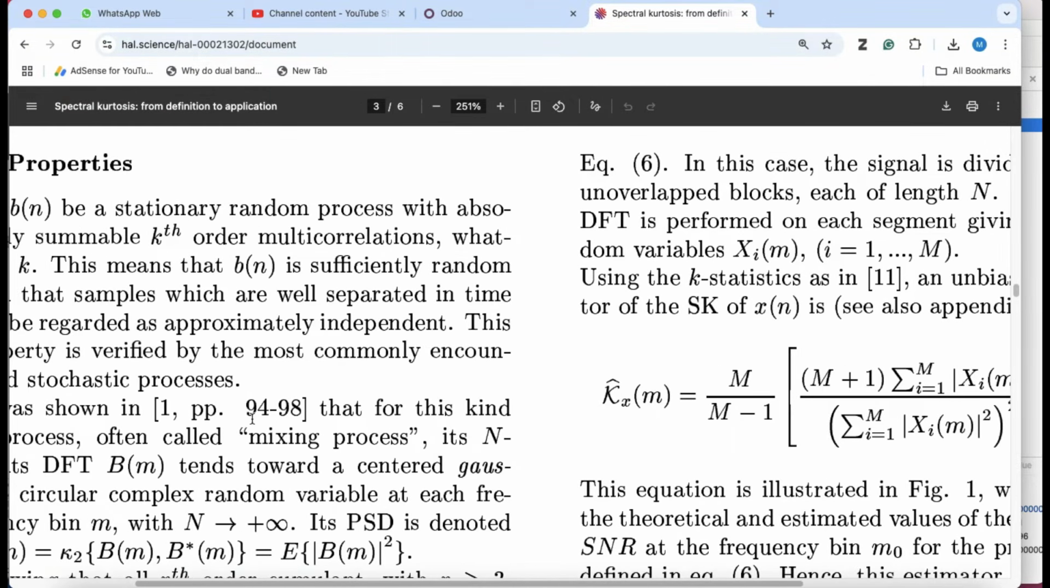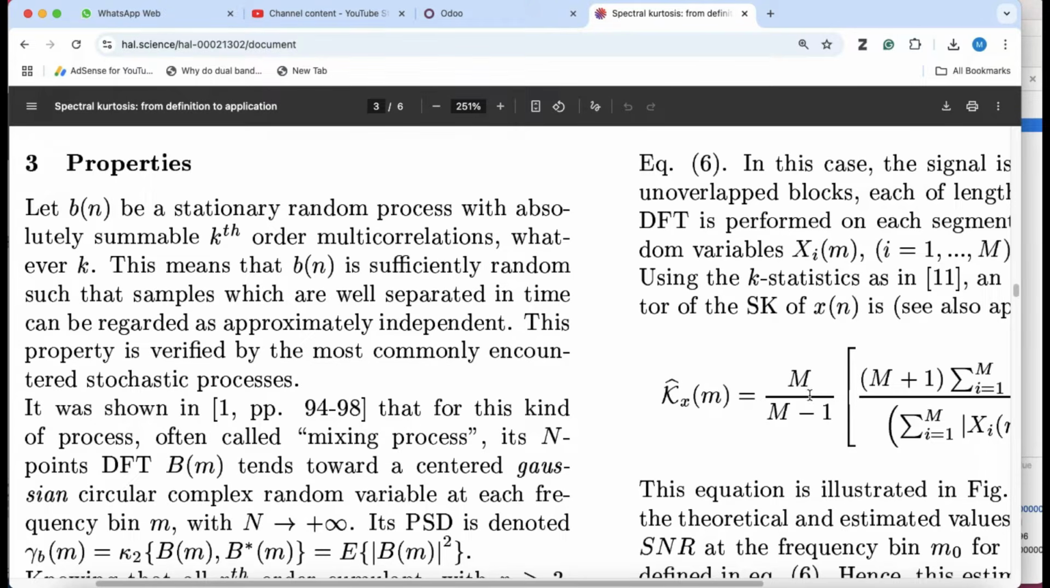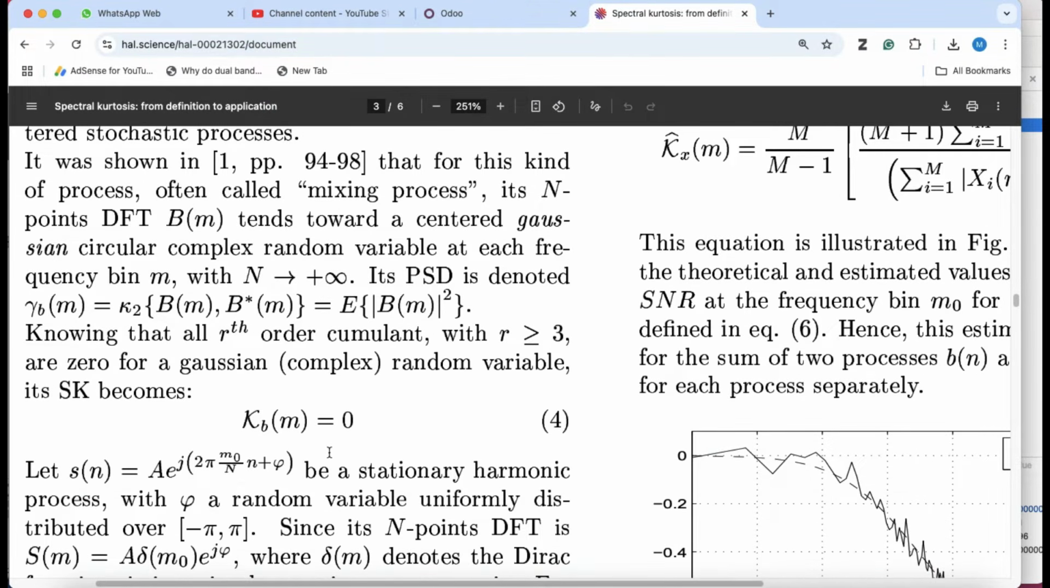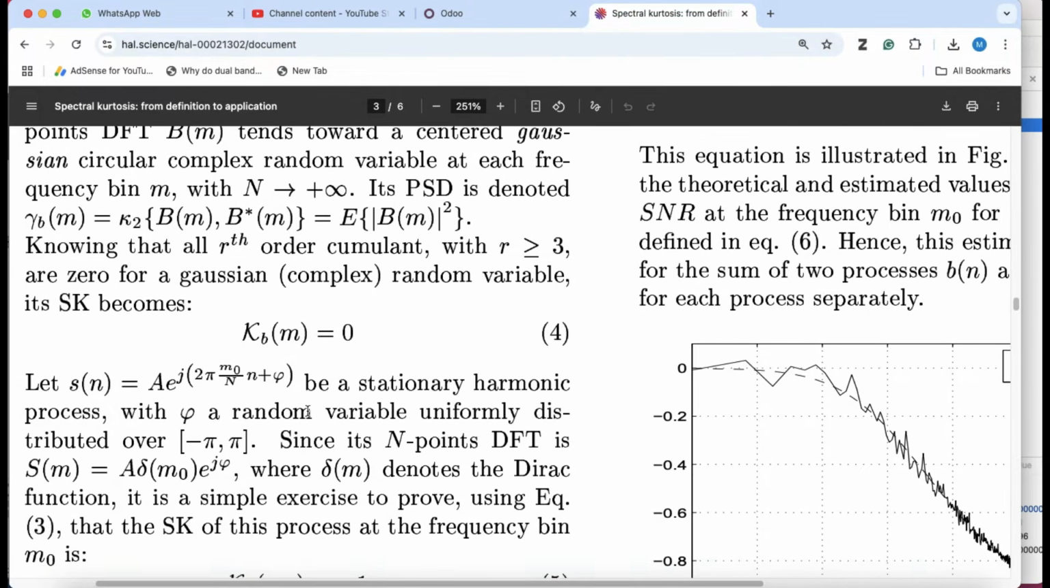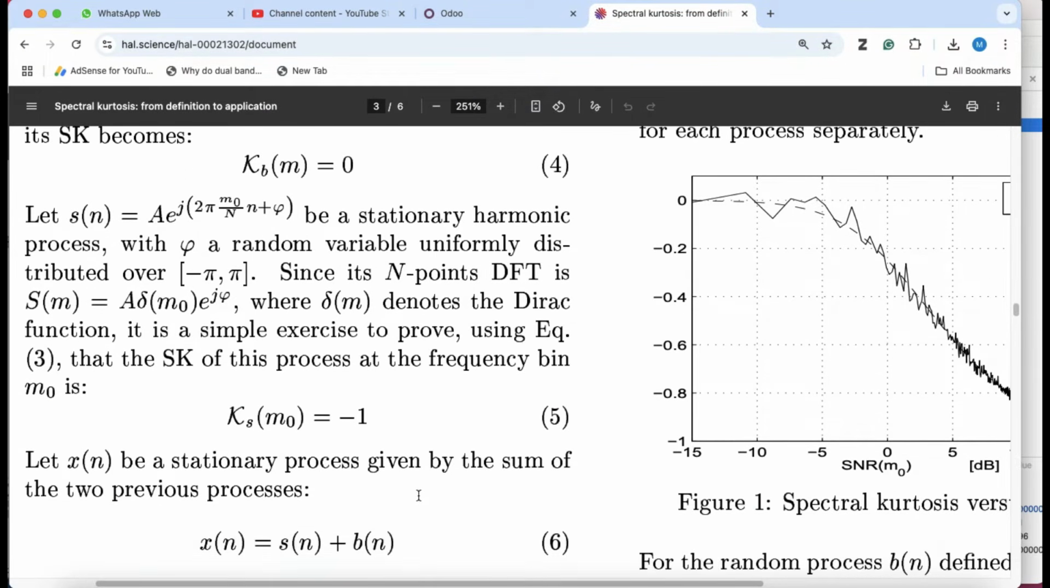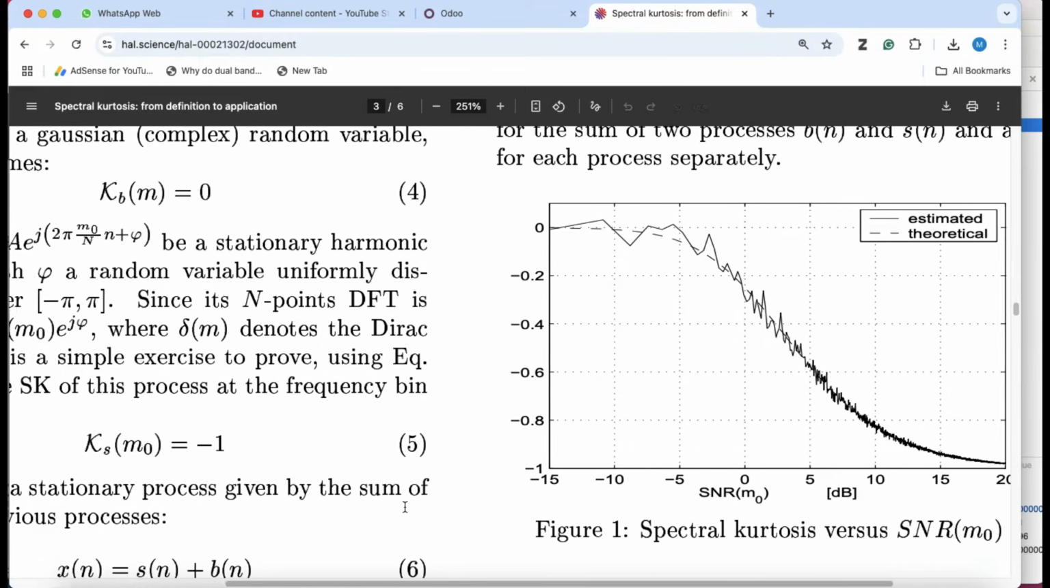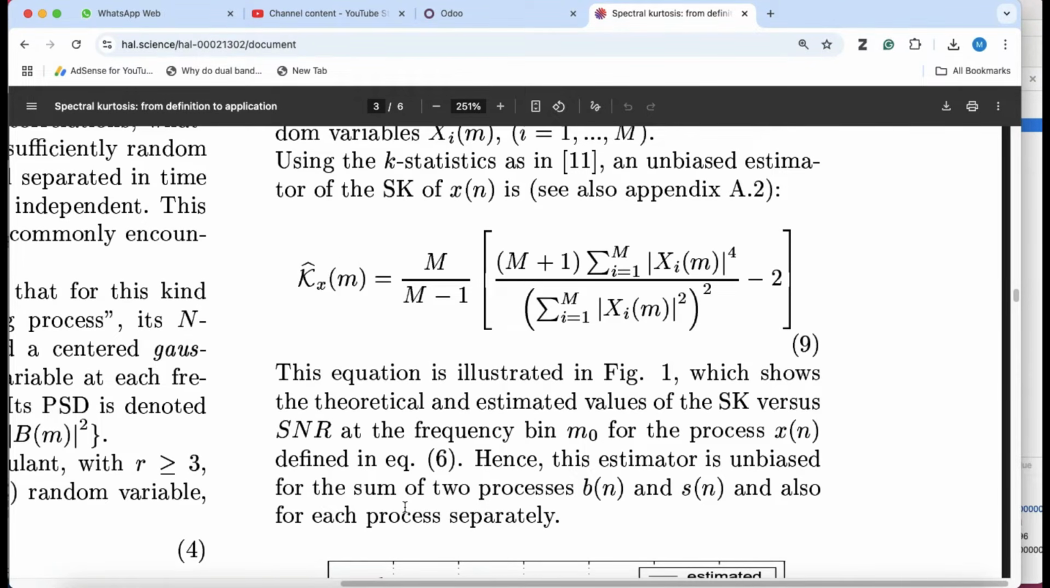This paper further described that after you perform this operation, when you get a K value, Gaussian noise will have a K profile of 0. Anything other than 0 would tell me that this is a different type of signal. It's not a Gaussian signal. So you're trying to omit the Gaussian profile signal, generally known as noise, and detect other signals which are present in your spectrum. A very beautiful idea of spectral kurtosis. Let's look at the demo.